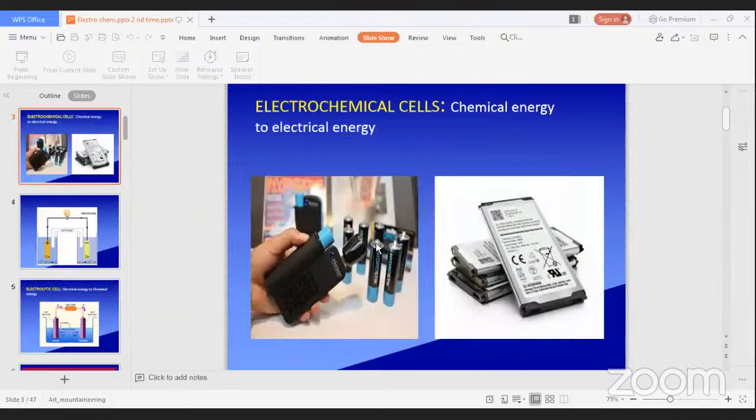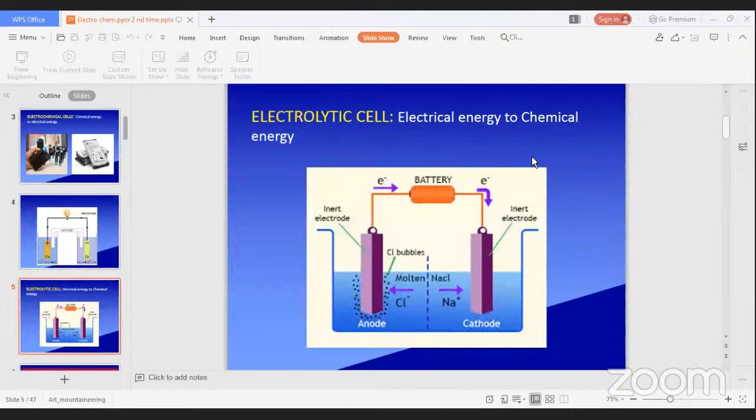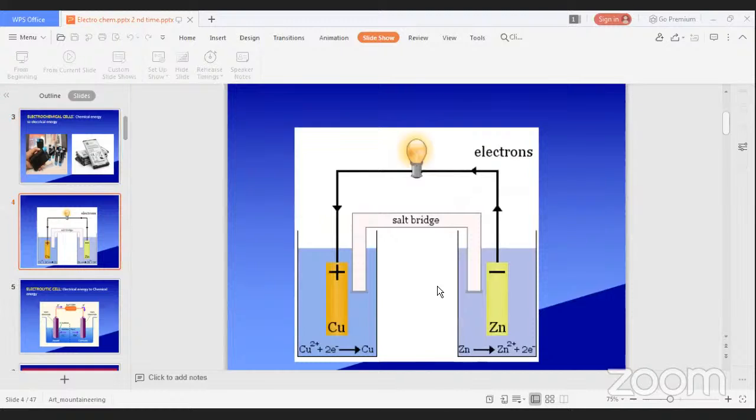In these two cases, by using some chemical reactions, some electricity is produced. Whereas in this case, by using electricity, some chemical reactions are happening. So that's why it comes under the electrolytic cell. Okay, right. So these previous two are electrochemical cells. This is the definition for electrochemistry: interconversion between electrical energy and chemical energy, and chemical energy and electrical energy.